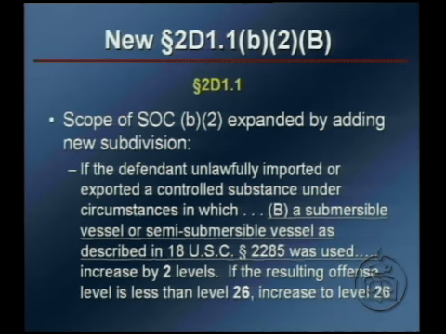This new subdivision applies in a case in which the defendant unlawfully imported or exported a controlled substance under circumstances in which a submersible or semi-submersible vessel was used. This conduct, as you can see, is going to result in a 2-level increase with a minimum offense level of 26. So just as a reminder, we often call that a floor of 26, so that when you're going through your guideline application and you add these 2 levels, if you're not already at a level 26, then this will send you to or bump you up to a level 26.